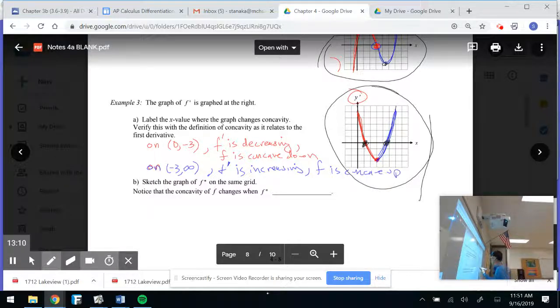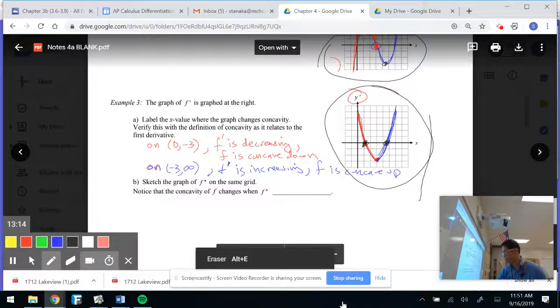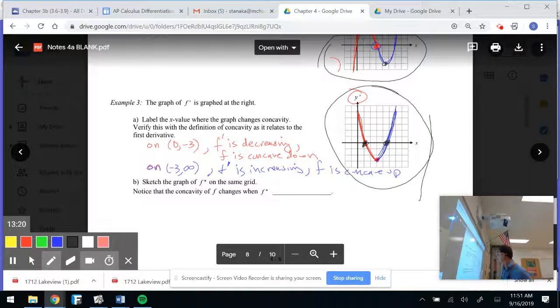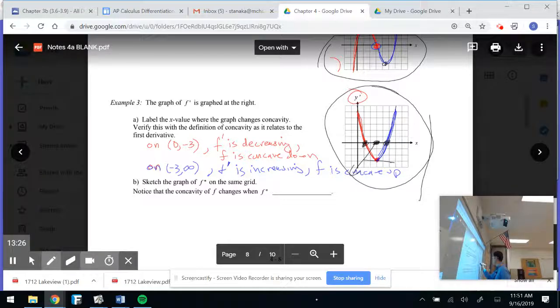Now, if you notice, they say, sketch the graph of f double prime on the same grid. So I'm going to make that black. Remember, the way we do those derivatives, hit pause right now and try it on your own. But we use the horizontal tangent. That means it's going to be there. Those guys are all negative, so it's below. That goes out positive, that's above. Notice that the concavity of f changes when the second derivative changes signs.